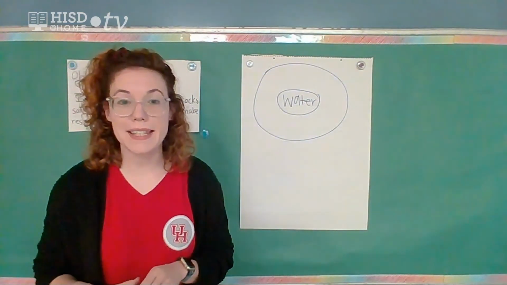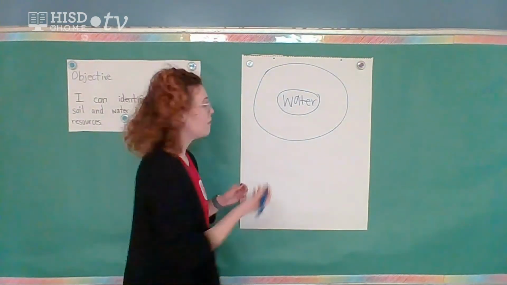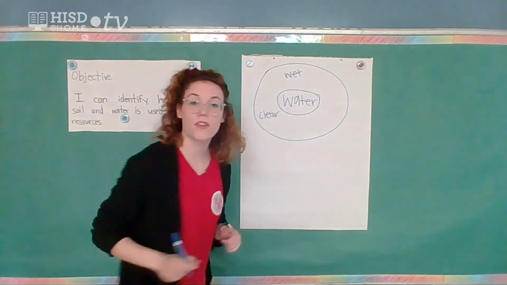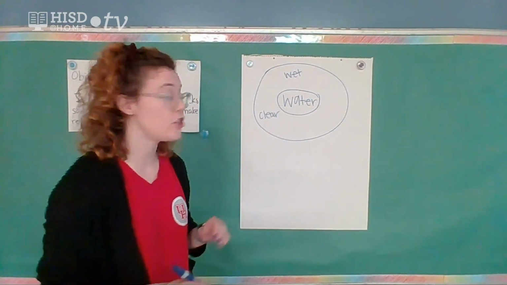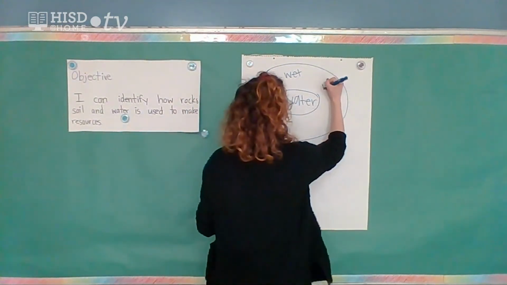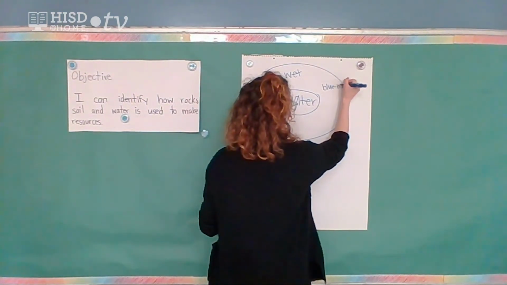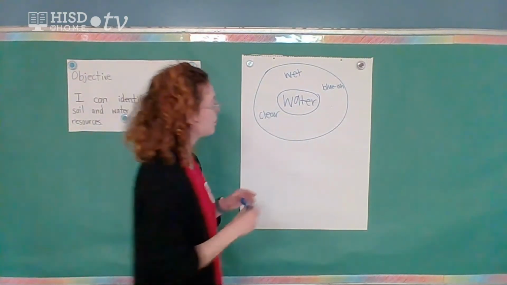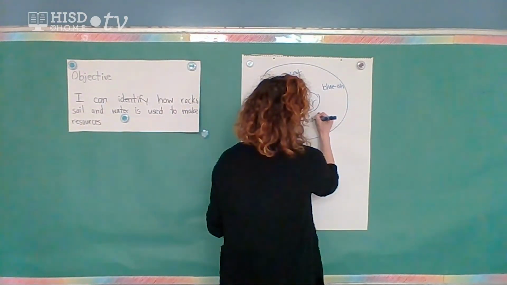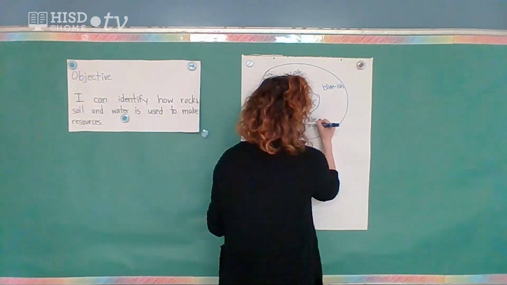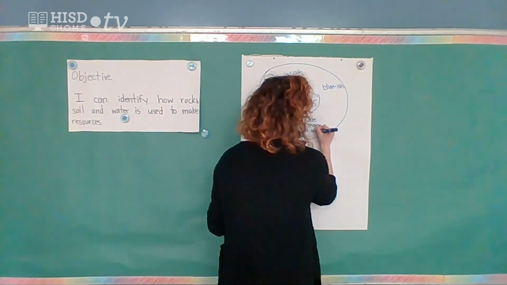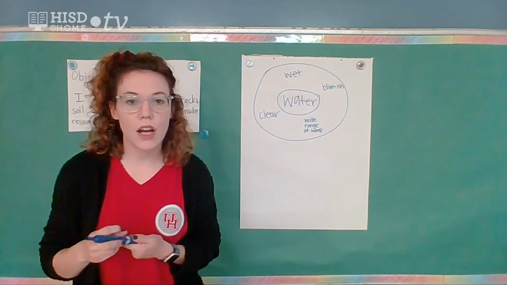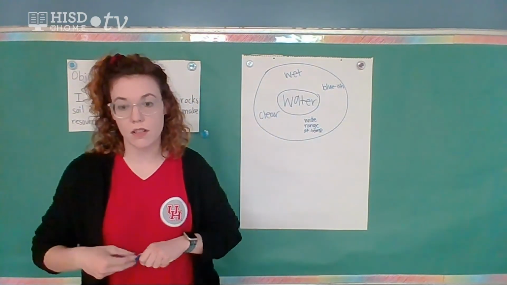All right, some things we might say about water is it's wet, clear, right? Water's clear. When there's a lot of it, it looks bluish. And it can be really warm or really cold, right? It has lots of different temperatures. Again, I'm going to give you about 30 seconds to write this stuff down.